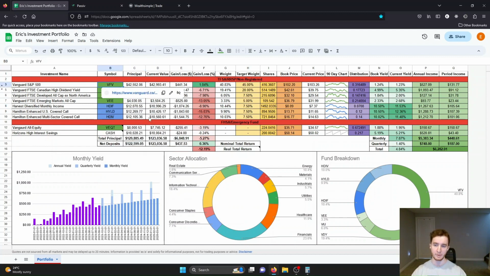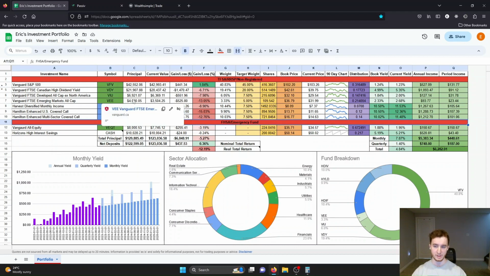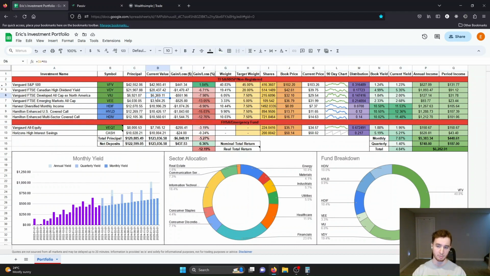So I have my VFE, VDY, VIU, and VEE, which are basically the components of VEQT. VIU and VEE are actually in VEQT. VDY has a slight difference there; I think VCE is within VEQT. It's a very similar fund, just getting exposure to Canadian equities, and VFE is very similar to the US fund inside VEQT.